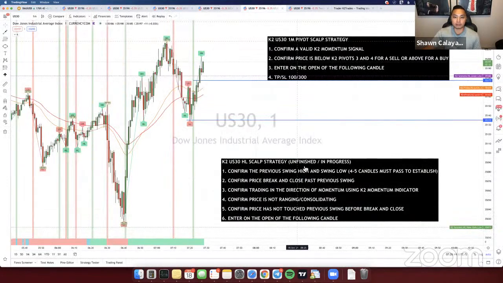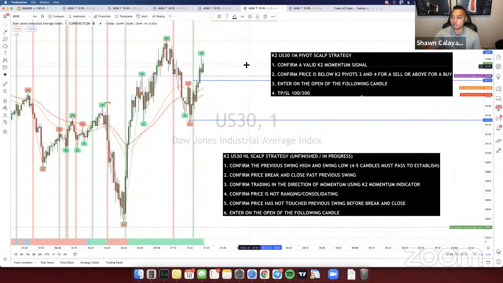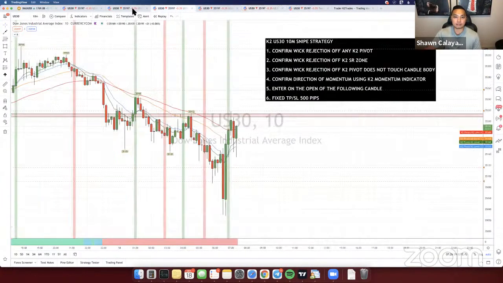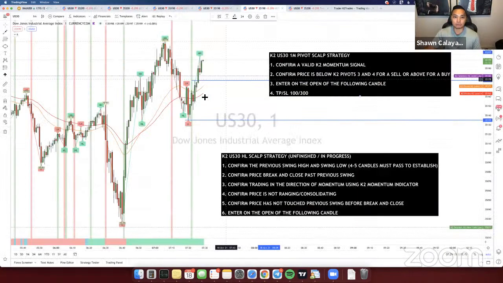And same with the 1 minute here. Anything that's unfinished and in progress, you probably shouldn't be applying just yet until you're fully confident with your ability to trade with K2 or just in general. So I haven't taken any trades myself. I'm currently just waiting. The daily entry here is still running right now, but you can see there's no direction set. It's just kind of going back and forth. So for me, nothing available.